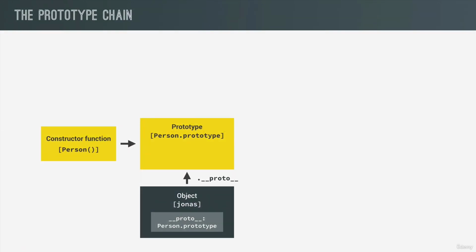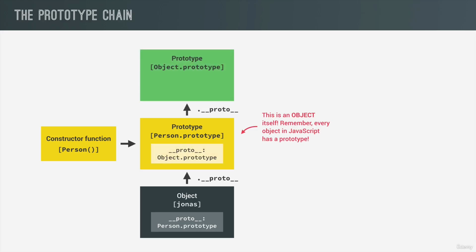So here is the diagram that we already had with the Person function constructor and its prototype property, and the Jonas object linked to its prototype via the __proto__ property. So nothing new yet. But now let's remember that Person.prototype itself is also an object. And all objects in JavaScript have a prototype, right? Therefore, Person.prototype itself must also have a prototype. And the prototype of Person.prototype is Object.prototype.